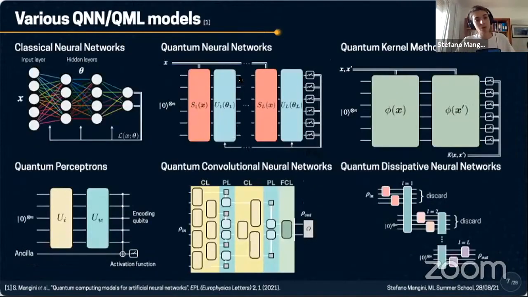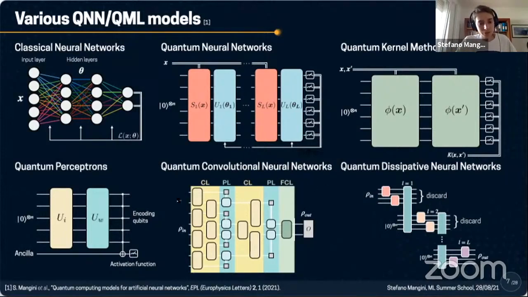And up to now, a lot of quantum neural networks and quantum machine learning models have been introduced. Here are a few, for example, the quantum neural networks, which I just introduced, also kernel methods, which we saw last days, and also other structures.